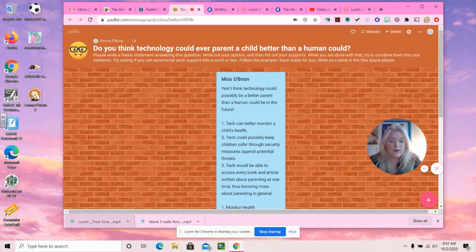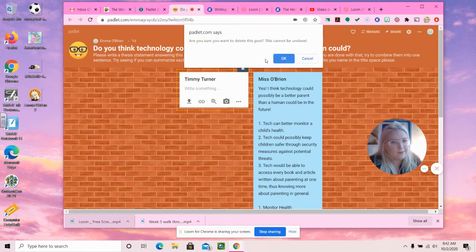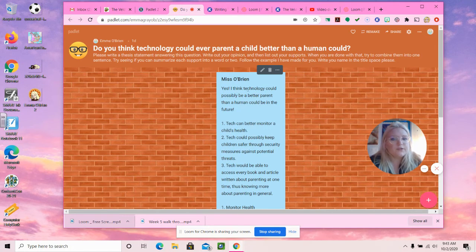So like I said with the other Padlet, to do this Padlet, what you need to do is press this little button and a new thing will pop up for you. You're going to write your name here. So, Amy Turner. Okay. And then what you're going to do is think about your opinion on the matter. So I already wrote one of these and we're going to just use mine as an example.